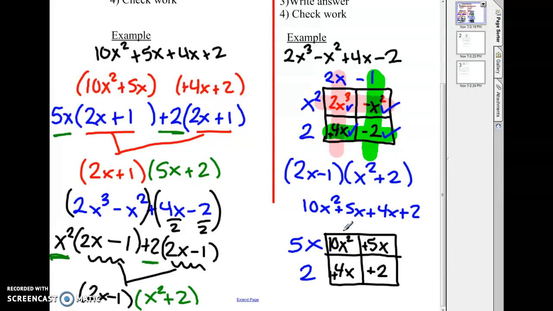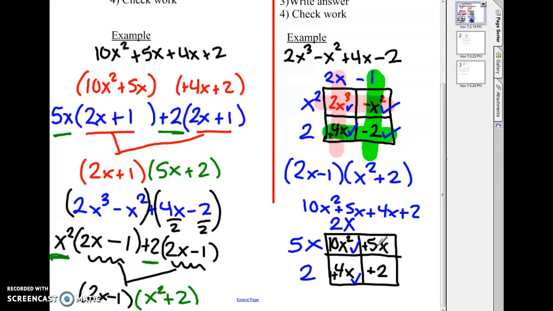Now I go the reverse direction, up and down. Alright, 10 and 4. The GCF there is not 4, but 2. I can take out 2 from both of those, and I can also take out an x from both of these. Here's how I can check. 2x times 5x is 10x squared. 2x times 2 is 4x.